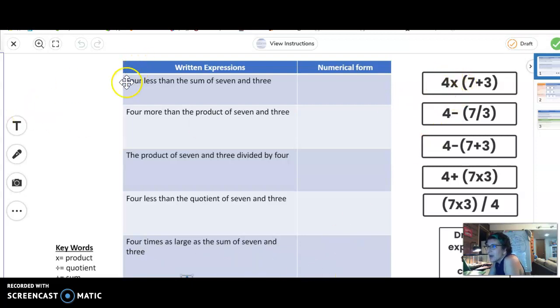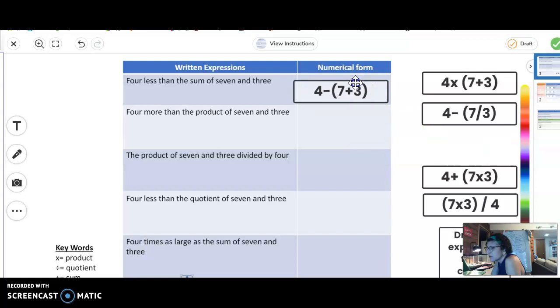So, my first written expression is 4 less than the sum of 7 and 3. That means 7 and 3 have to be added first, and then we're going to take 4 away. So here I've got 7 plus 3. That's happening first, but then I'm multiplying. That's not less. Here I've got 7 divided by 3. Well, that's not what I'm doing because I'm doing a sum. Here I've got sum of 7 and 3, and then I'm taking 4 minus that. Oh, that's what it wants me to do, but this is not actually correct.